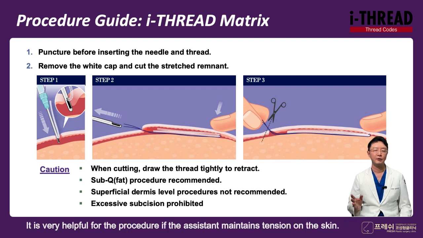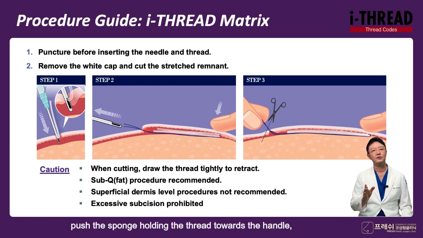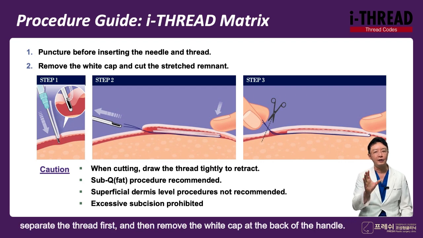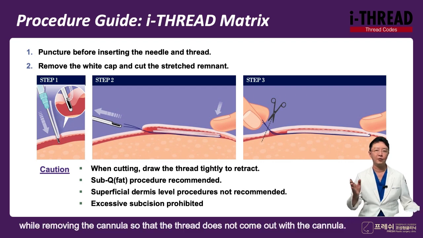It is very helpful for the procedure if the assistant maintains tension on the skin. Once the matrix volumer is accurately positioned in the treatment area, push the sponge holding the thread towards the handle, separate the thread first, and then remove the white cap at the back of the handle. Next, gently press the skin where the thread is inserted while removing the cannula so that the thread does not come out with the cannula.